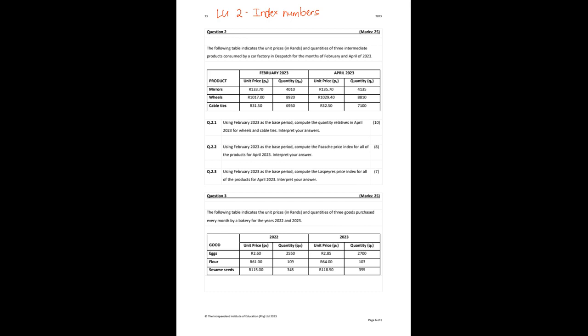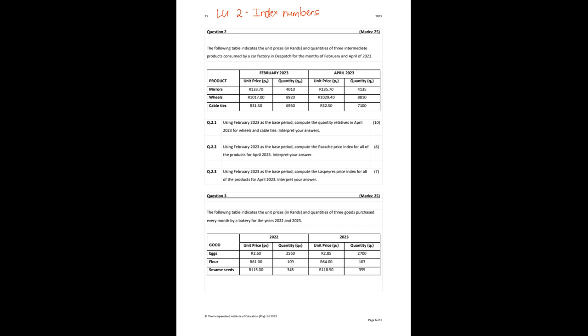Okay, so Learning Unit 2 covers question 2 and 3. The first question is worth 25 marks. Actually, both of them are worth 25. And it says to you that the following table indicates the unit prices in rands and quantities of 3 intermediate products consumed by a car factory in Dispatch for the month of February and April 2023.